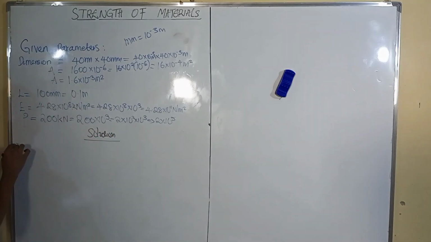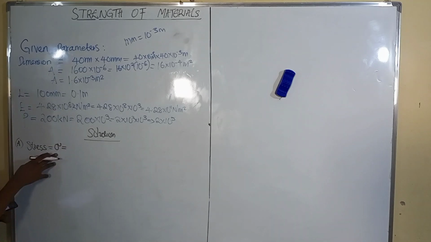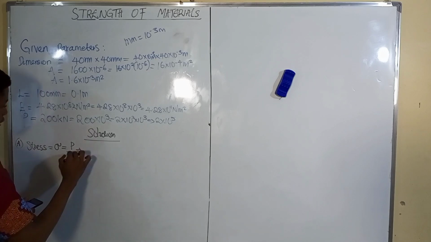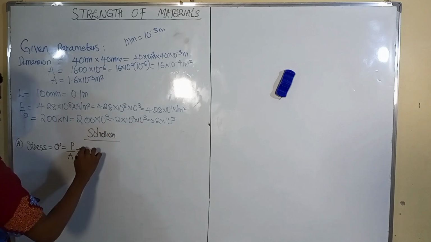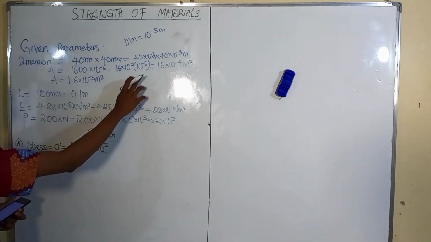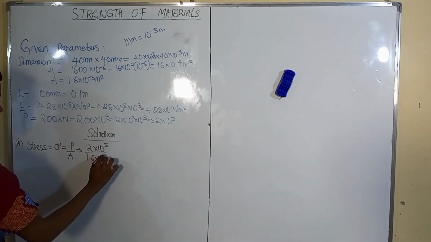So the first thing they say you should calculate is the stress. The stress is signified by sigma, which is P over A. Very, very important. So we have our stress as our load, 2 times 10 raised to the power 5, all over the area, which is 1.6 times 10 raised to the power negative 3.